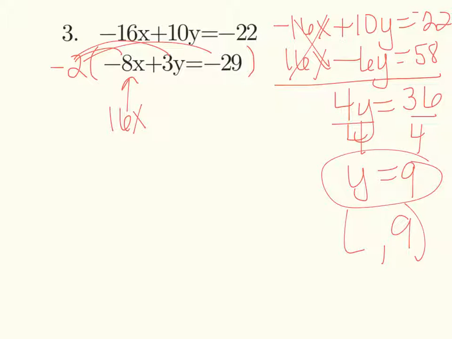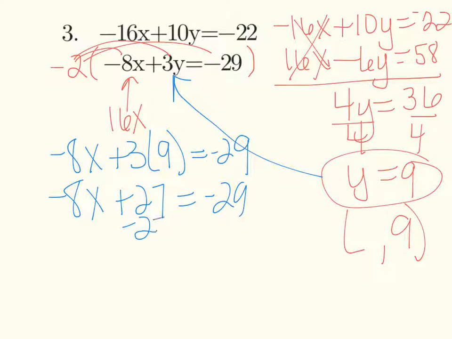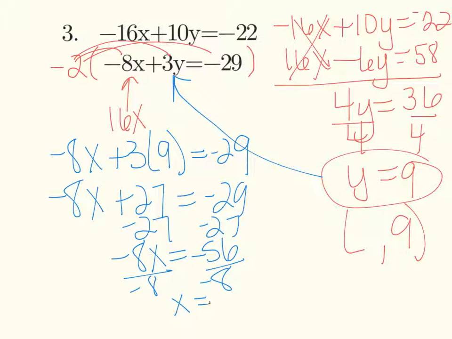Now I'm going to plug it back in. And again, it doesn't matter. I'm going to go ahead and plug it into the bottom one here. But remember, make sure it gets plugged in for the y. So I have negative 8x plus 3y, but instead of the y, I'm going to put a 9. Equals negative 29. Okay? So I have negative 8x plus 27 equals negative 29. Subtract 27. So negative 8x equals negative 56. Divide by negative 8. And x is going to equal 7. And that's where they would meet if I were to graph them.